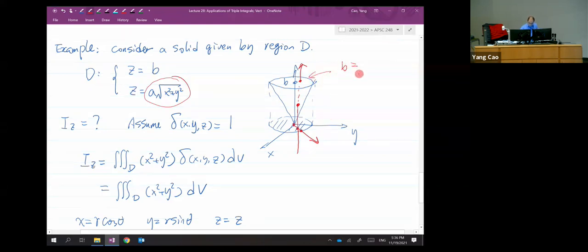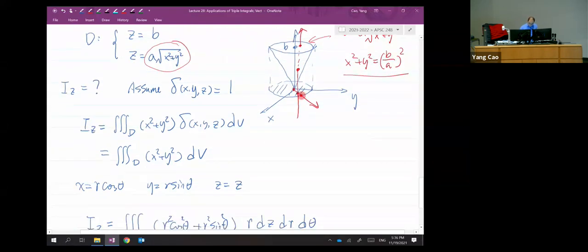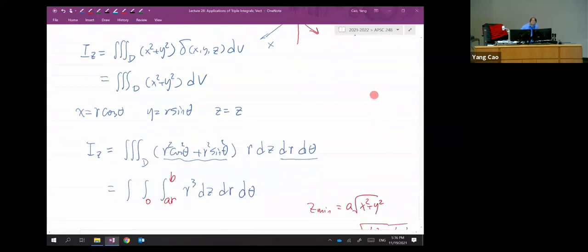So this intersection essentially gives you B equal to A root x squared plus y squared. You're letting the two expressions be the same. Then you can solve, and you get x squared plus y squared equal to (B over A) squared. That's your shadow curve, which is a circle, and the circle has a radius of B over A. Then your R max must be B over A. So you nail down the R max now.